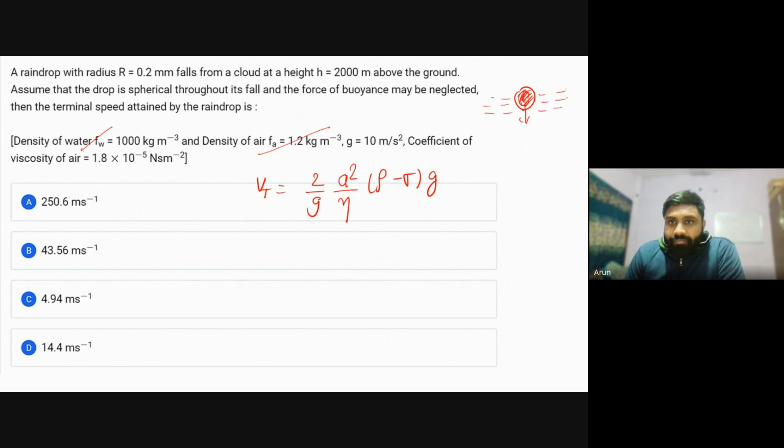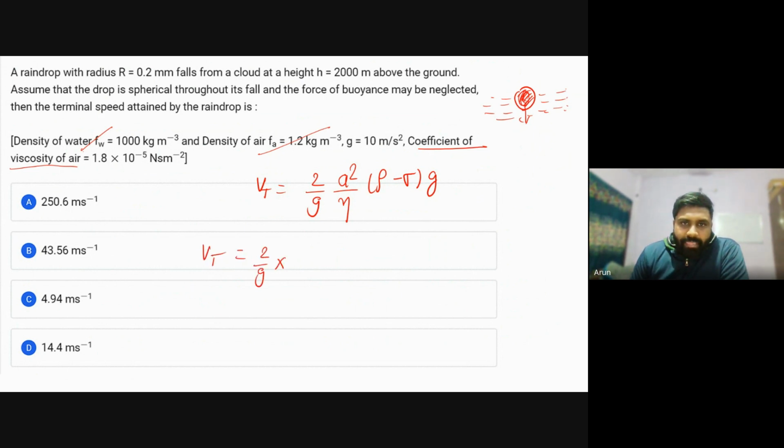So here the coefficient of viscosity of air will be considered. It is given in the question, the coefficient of viscosity of air, in Newton second per meter square. The density of air is also given to you, and g is also given. All the data is given, just put in and get the answer.